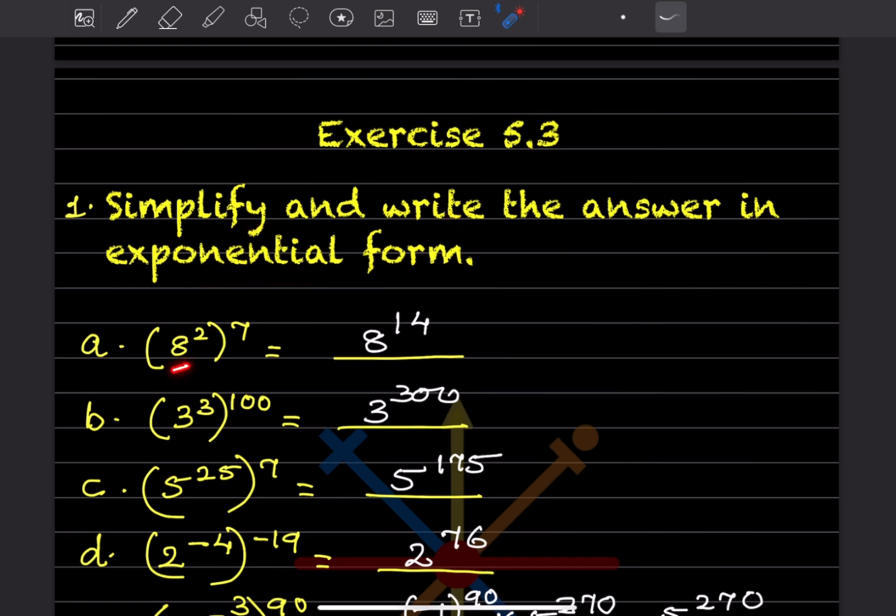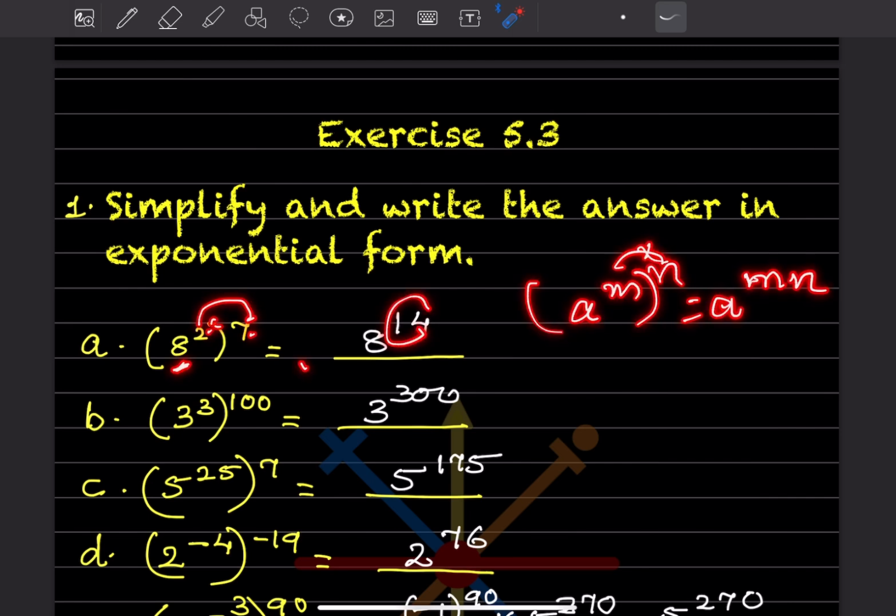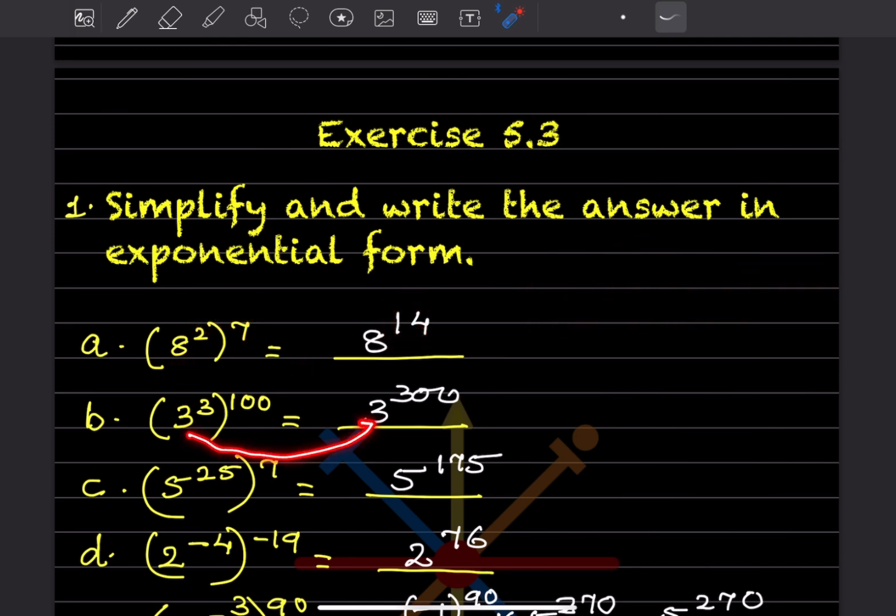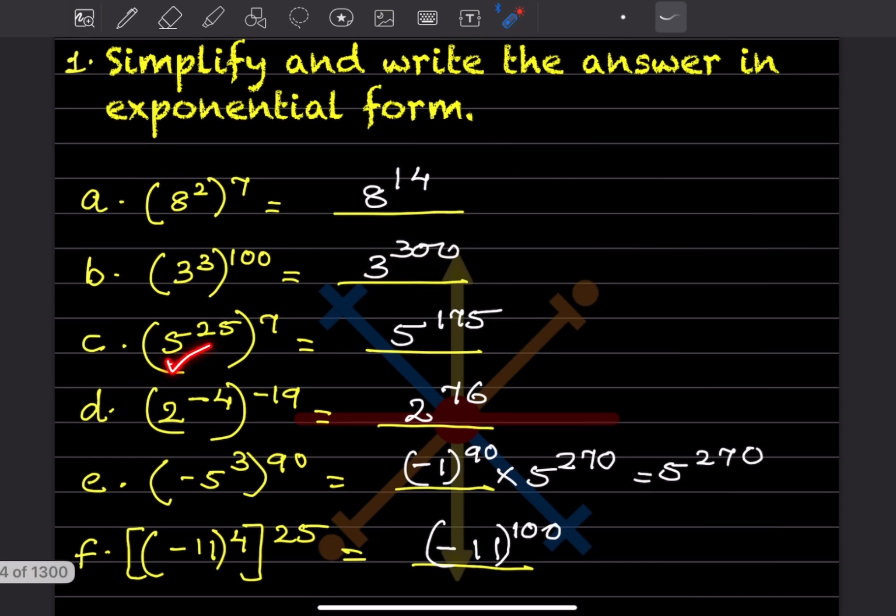So now this is 8, this is the base, and you know the rule: a raised to m raised to n means multiplication. So we multiply this into this, that will be a raised to mn. So this is going to be 2 sevens are 14. Again here the base will be the same, 3 into 100, which is going to be 300. This base the same, 25 sevens are 175.